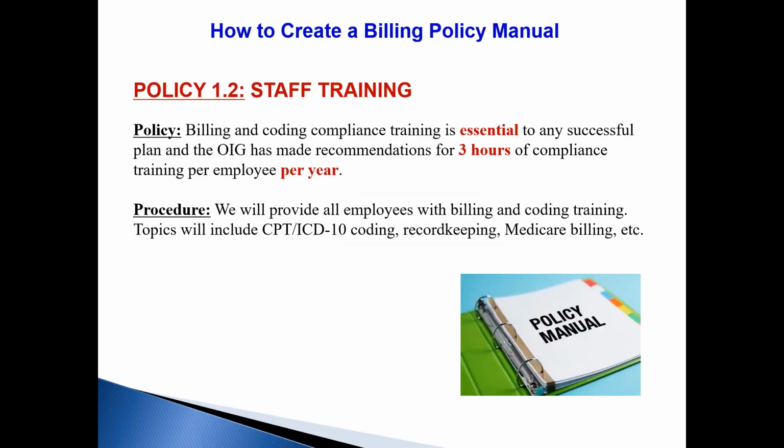Let's pick another policy. Staff training. Policy 1.2, staff training. What's your policy? Billing and coding compliance training is essential to any successful plan, and the OIG, that's the Office of Inspector General, has made recommendations for 3 hours of compliance per employee per year. So I'm using the OIG as my reference. 3 hours per year. That's not per day, not per week, not per month.